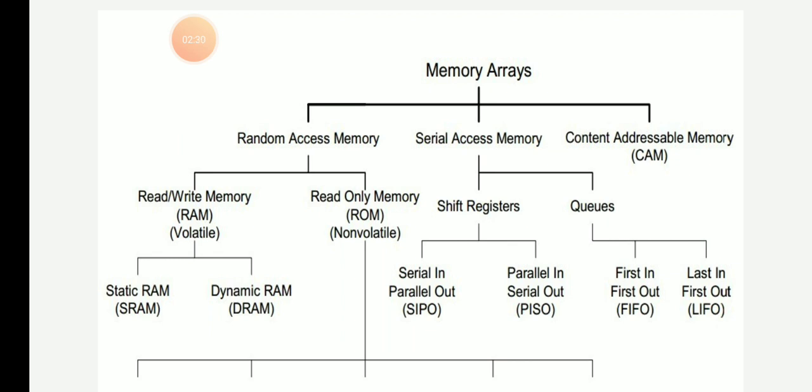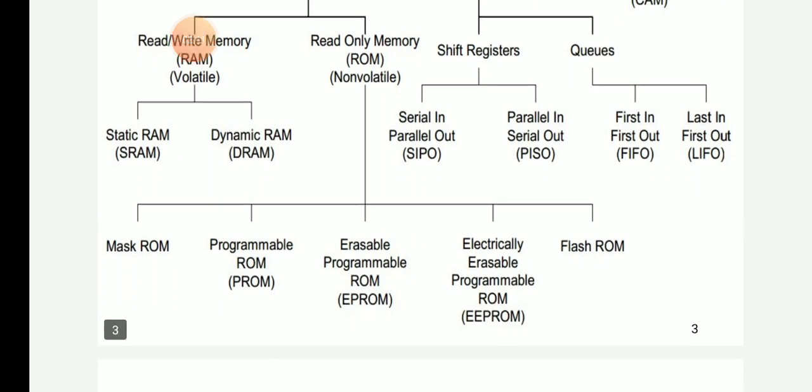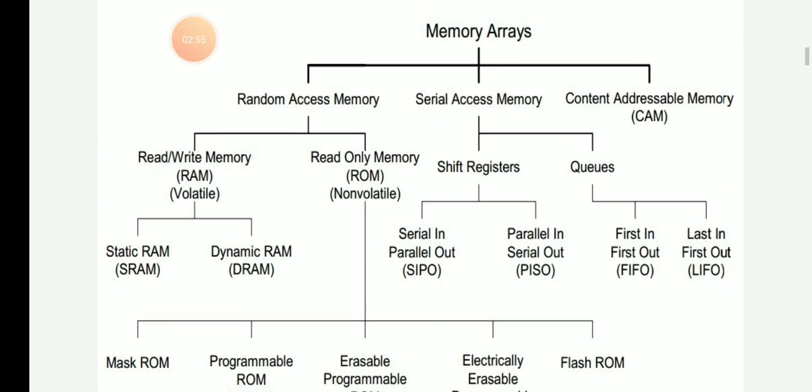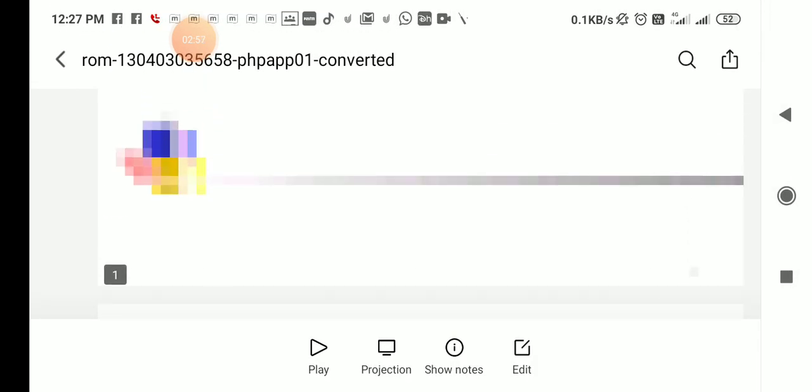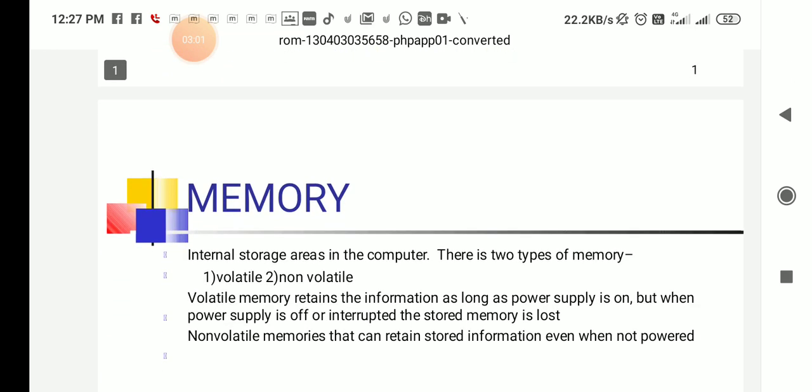Next, serial access memory is divided into shift registers and queues. Queues are divided into first in first out, last in last out, FIFO and LIFO. In shift registers, we have serial in parallel out, SIPO, and parallel in serial out, PISO. Read only memory is also divided into many types: mask ROM, programmable ROM (PROM), erasable programmable ROM (EPROM), electrically erasable programmable ROM (EEPROM), and the last one is flash ROM. So these are the read only memory types.